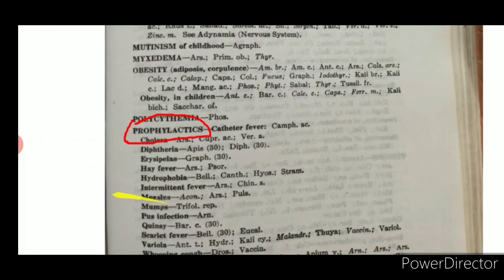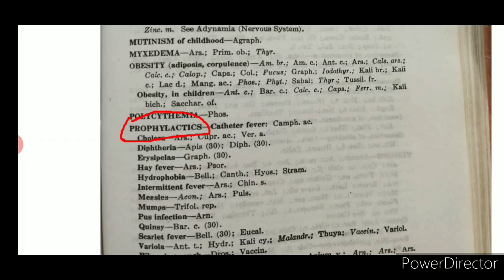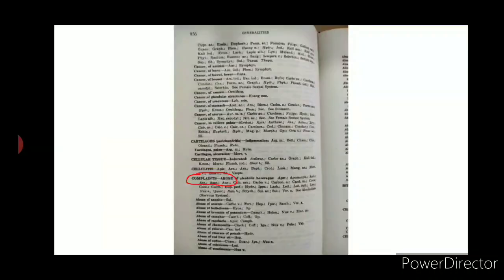In the generalities chapter, there are certain important rubrics given, like prophylactics, where you have sub-rubrics like cholera, diphtheria, hay fever, measles, mumps. So you can use them whenever you want certain preventive or prophylactic medicine.